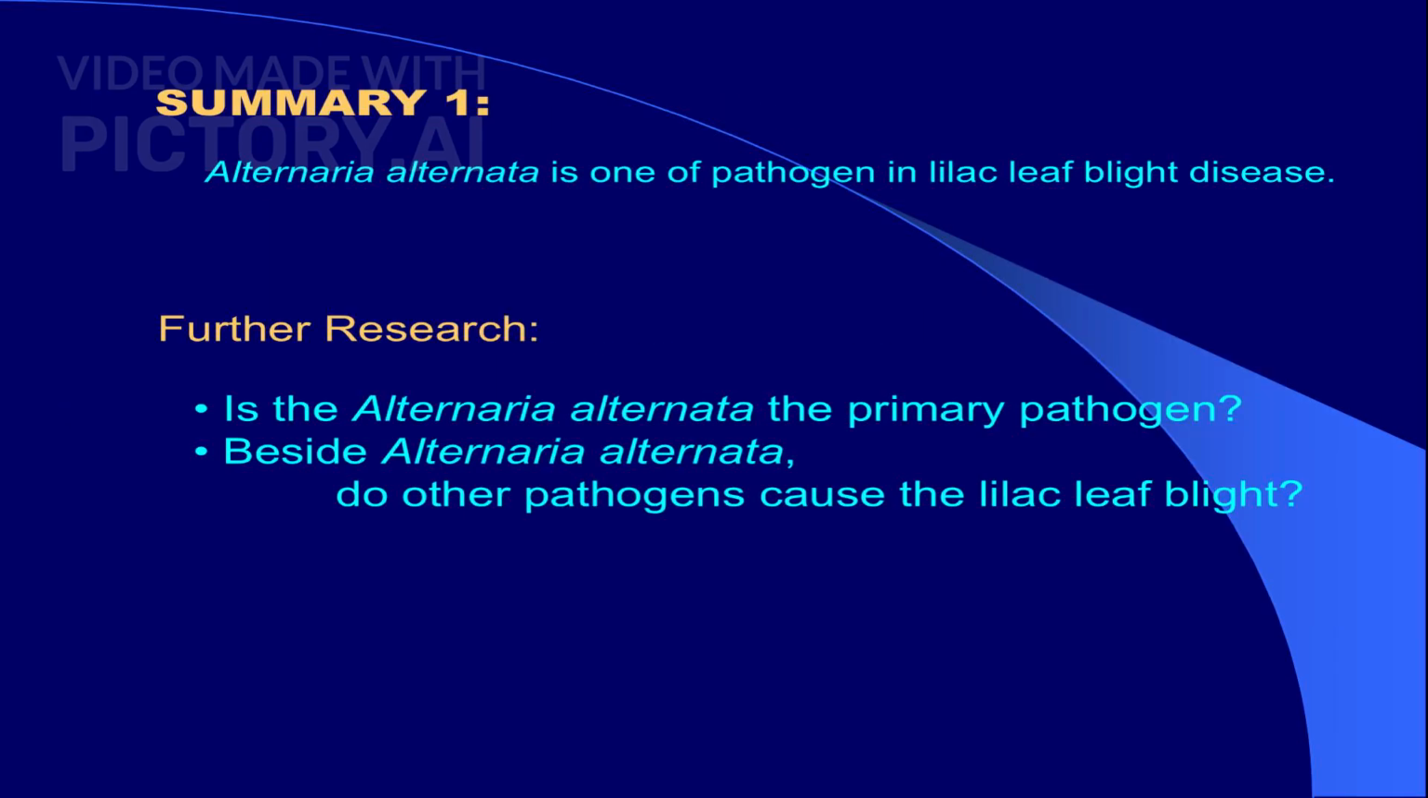Alternaria alternata has been identified as a pathogen in lilac leaf blight disease. Further research is needed to determine if it is the primary pathogen and to explore other potential pathogens involved in the disease.